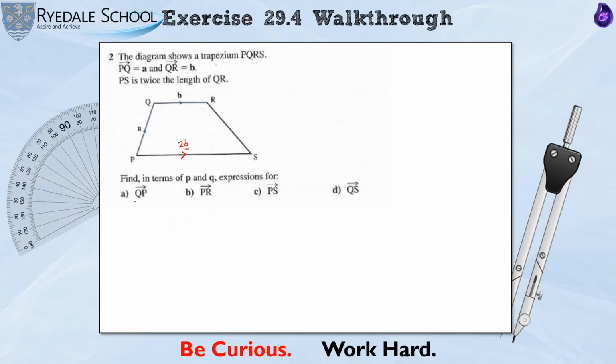So the first thing we're asked to do is Q to P. Now notice we already have P to Q defined, so Q to P is just the opposite of this. So it is a negative a. P to R is across here. The route that I would take would be P to Q and then Q to R. So that is a plus b.